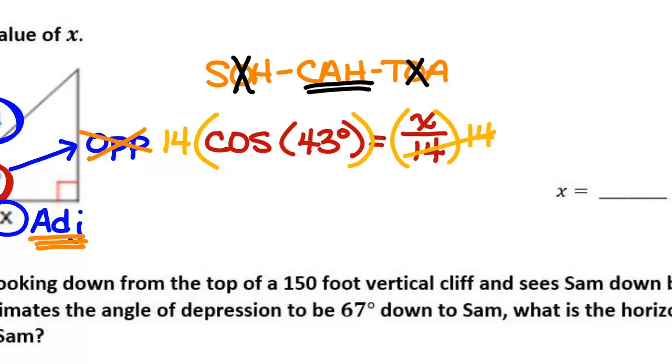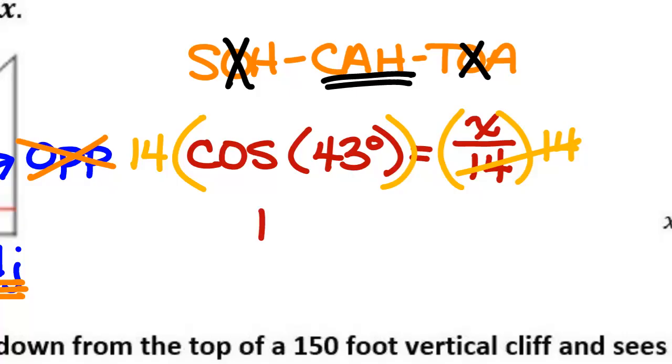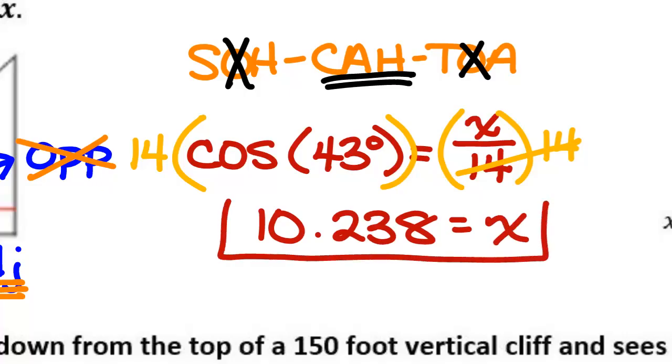Feel free to come and grab one. We do 14 times the cosine of 43 degrees. And what do we get? You did 14 times cosine of 43? Your phone calculator is using radians, not degrees. 10.238. Is equal to X.